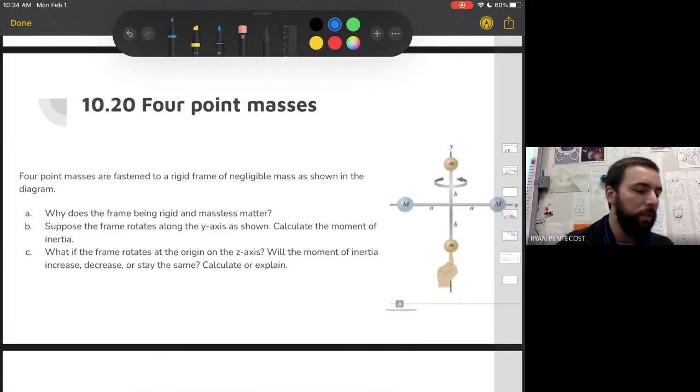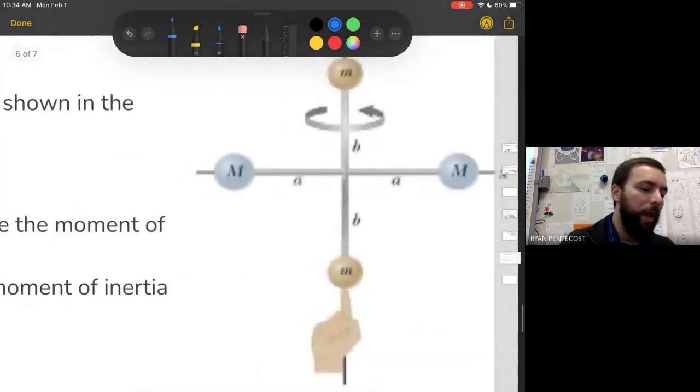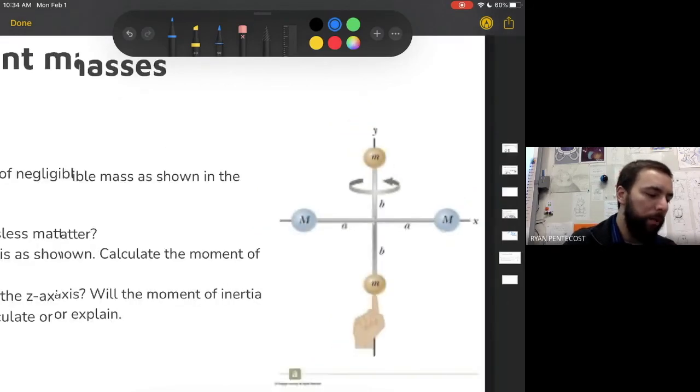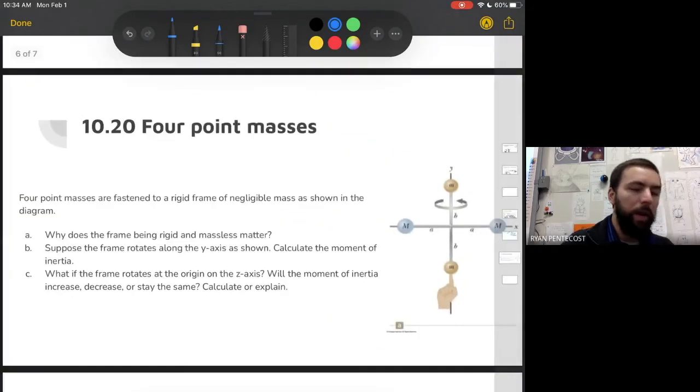Now, for our last slide, we have 4 point masses. Okay, we've got a system of 4 masses attached to a rigid frame of negligible mass, as shown in the diagram. The 2 capital M's are going to be equal in mass. The 2 lowercase m's are going to be equal in mass. A's will be equal and B's will be equal in distance. Now, letter A says first, why does the frame being rigid and massless matter?